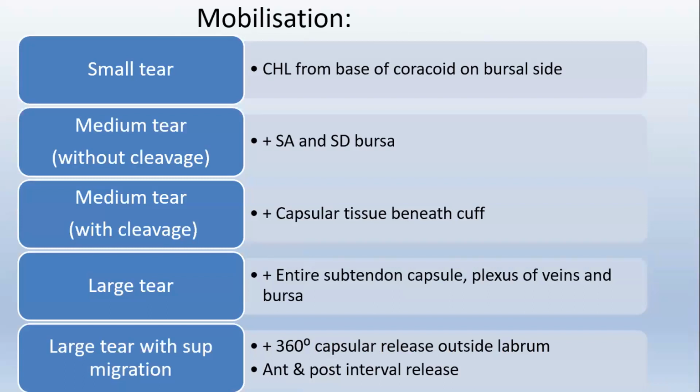So in case of small tear, the coracohumeral ligament should be released from the base of the coracoid. If it is a medium tear, it should be added on with subacromial and subdeltoid bursectomy. And if it is a medium tear with cleavage, then we should add on capsular tissue beneath the cuff. And if it is a larger tear, then we have to add on the entire subtendon capsule and also plexus of veins and bursa. If it is a large tear with superior migration, then we have to do 360 degree capsular release and add on anterior and posterior interval release.